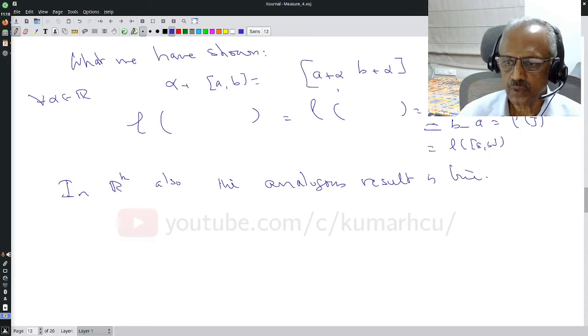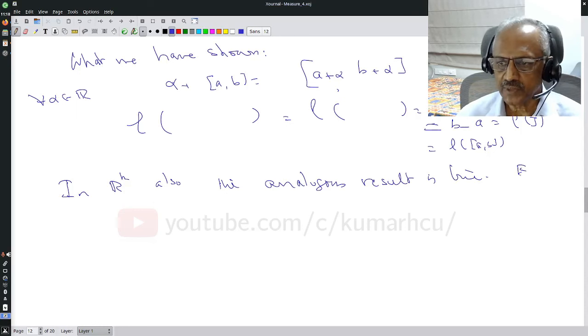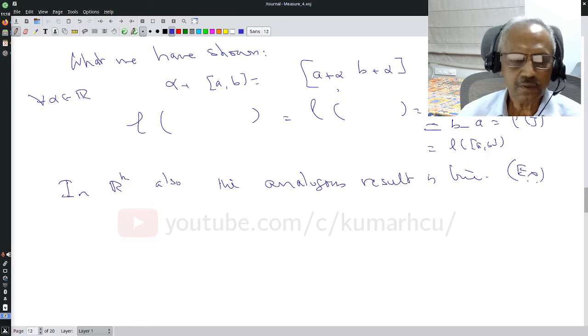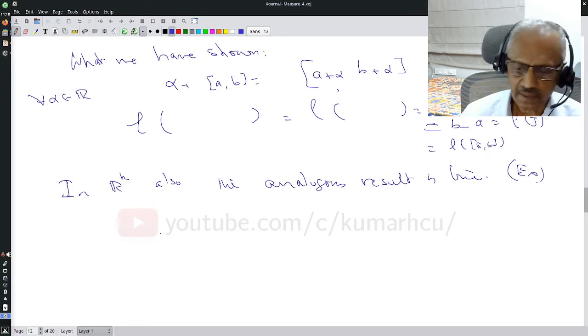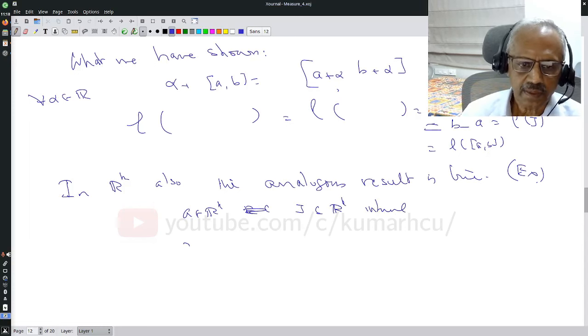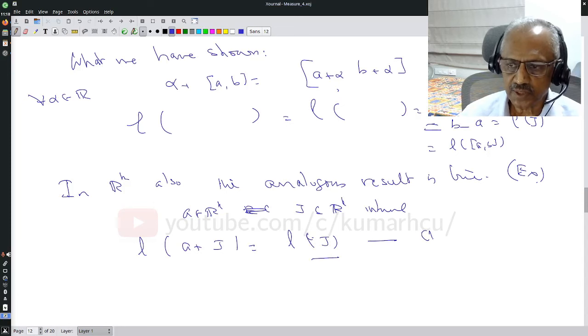Analysis is true. I don't want to do this. I leave it as an exercise for those who want to do much better. Master the subject, you should do it. That is, if A is a vector in R^k, E is a subset, and J is an interval in R^k, then the length of A plus J equals the length of J. Check this. This is an exercise for any aspiring student.